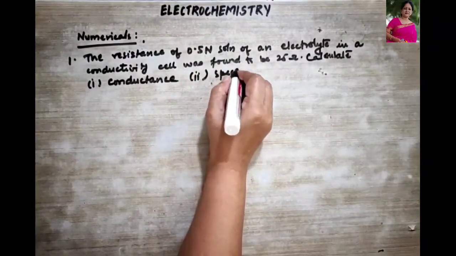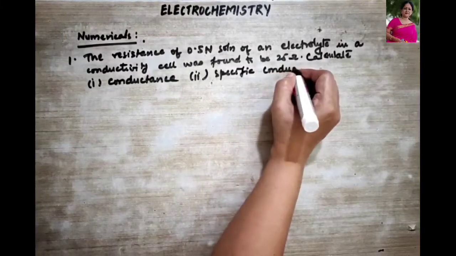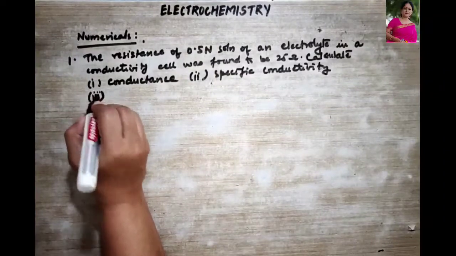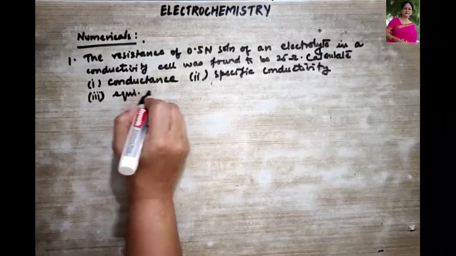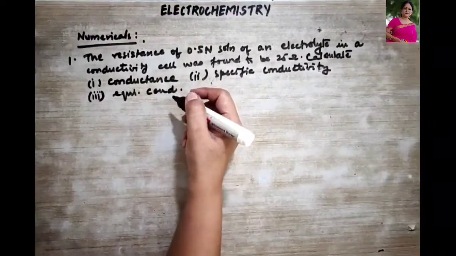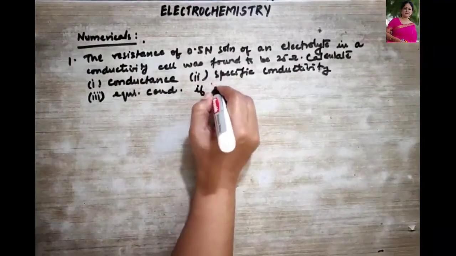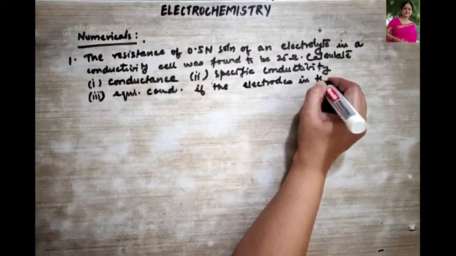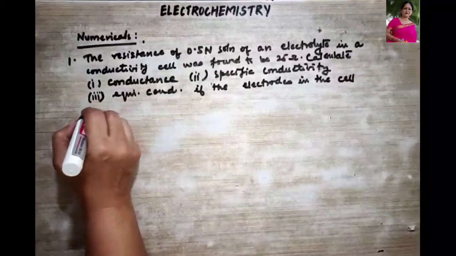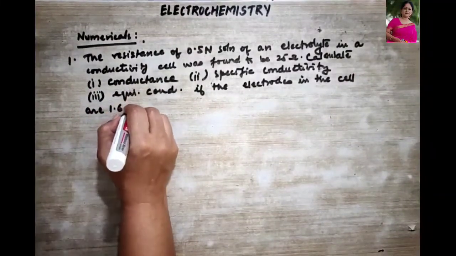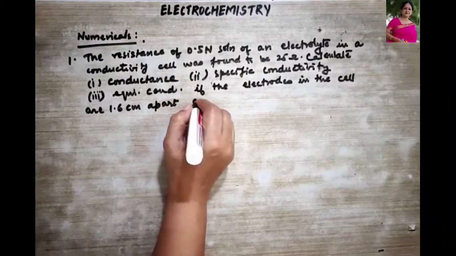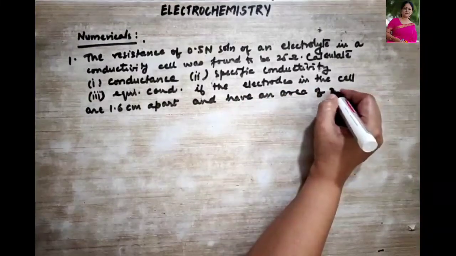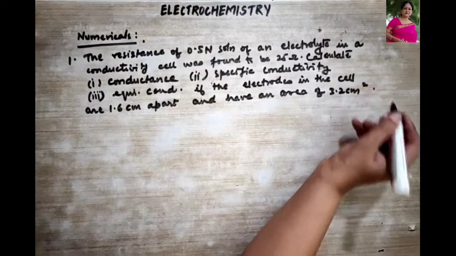Calculate the specific conductivity and thirdly the equivalent conductivity of the solution if the electrodes in the cell are 1.6 centimeters apart and have an area of 3.2 centimeter square, right?